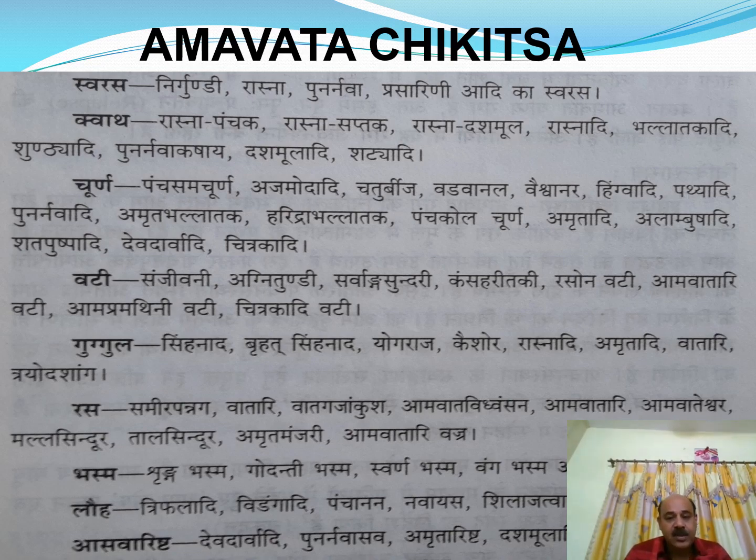Simhanad Guggulu has been specifically indicated for Amavata, though other Guggulu preparations like Yogaraj Guggulu, Kishore Guggulu, Trayodashang Guggulu can also be effectively used. Among different Ras preparations, Mrityunjay Ras can be used, but these Ras preparations are to be used very judiciously and for a restricted duration of time. And among different Bhasmas, Swarn Bhasma can be effectively used. If the patient is simultaneously having anemia, then some Lauh preparations like Navayas Lauh, Vidangadi Lauh, Shilajitwadi Lauh can also be used, and among various Asavarishta, Punarnavasava, Dashmularishta can be used.